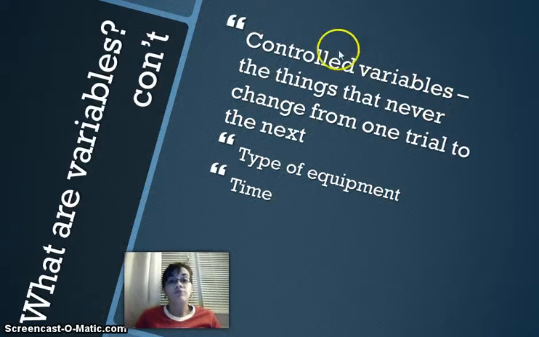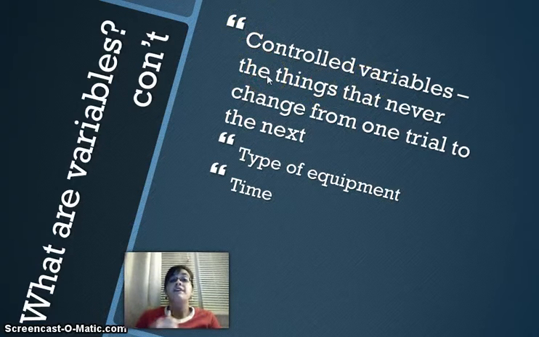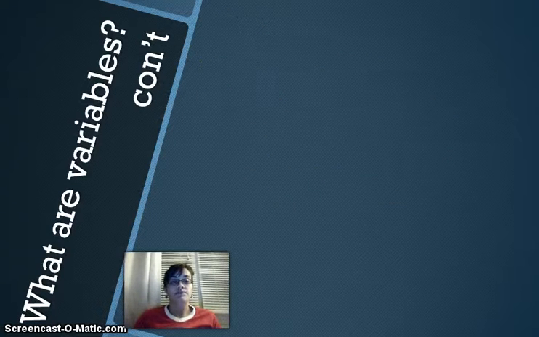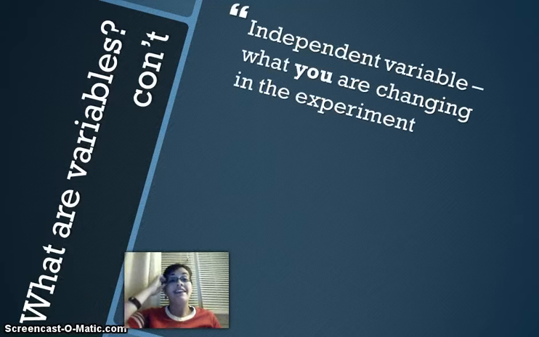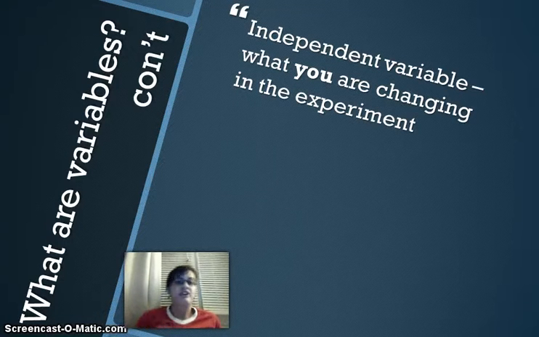They're called controlled variables because this is what makes sure that your experiment is controlled, which is what makes a good experiment. Now, the second type of variable that you need to know about is an independent variable. And this is what you change in the experiment. It's what you, as the scientist, are in charge of.